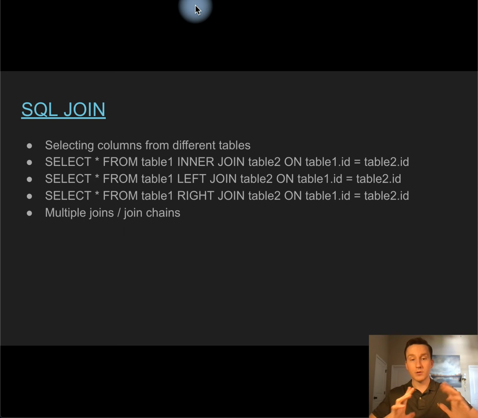So, now we'll discuss SQL JOIN. We want to select columns from different tables. In this case, we run SELECT FROM and then INNER JOIN table 2 ON table 1, where table 1's ID is equal to table 2's ID.